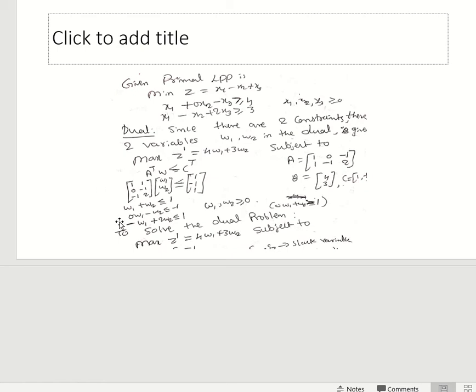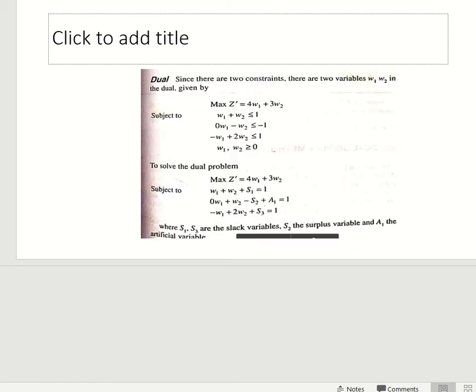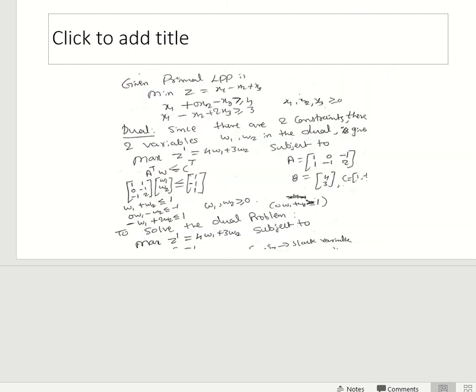Now we have written just the dual of the problem. I have given the explanation here of how to write the dual: with the help of the condition A transpose W less than or equal to C transpose, and for this maximization z dash we use B transpose into W. Now we have to impose this condition on this.